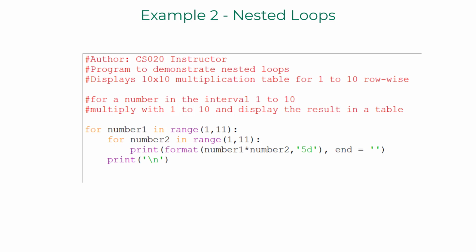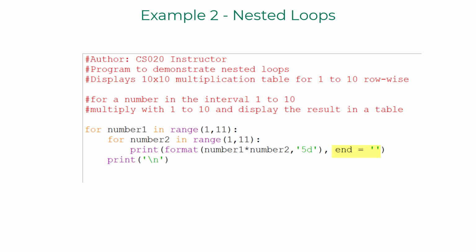I've formatted the product of number1 and number2 in such a way that I allocated 5 spaces, and because it's an integer, I'm using the format specifier d. If it were a floating point number, I would have used f. So 5d is going to assign the integer 5 spaces. And then within the same print statement, I'm writing end equal to empty string. That way I'm not going to a new line after printing the number.